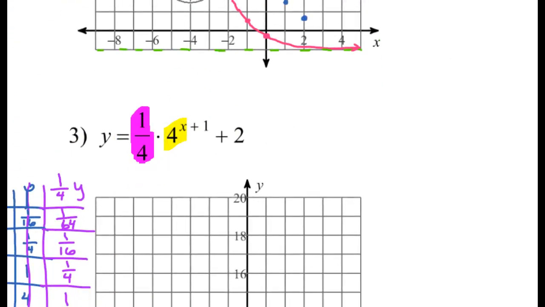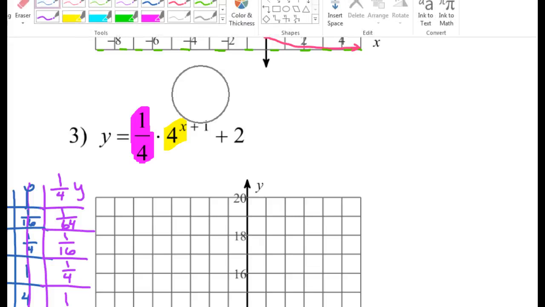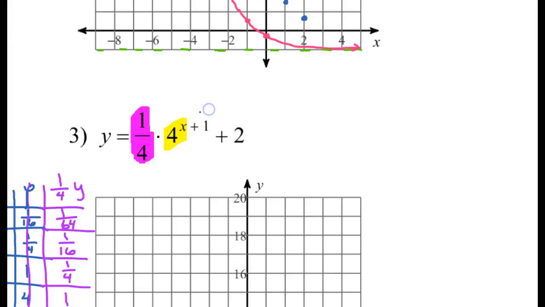Okay, now, what we haven't done yet, and the reason why we are not connecting those dots, is we still need to do the horizontal and vertical transformations. This +1 means that we are going left 1. This +2 means that we will move everything up 2.